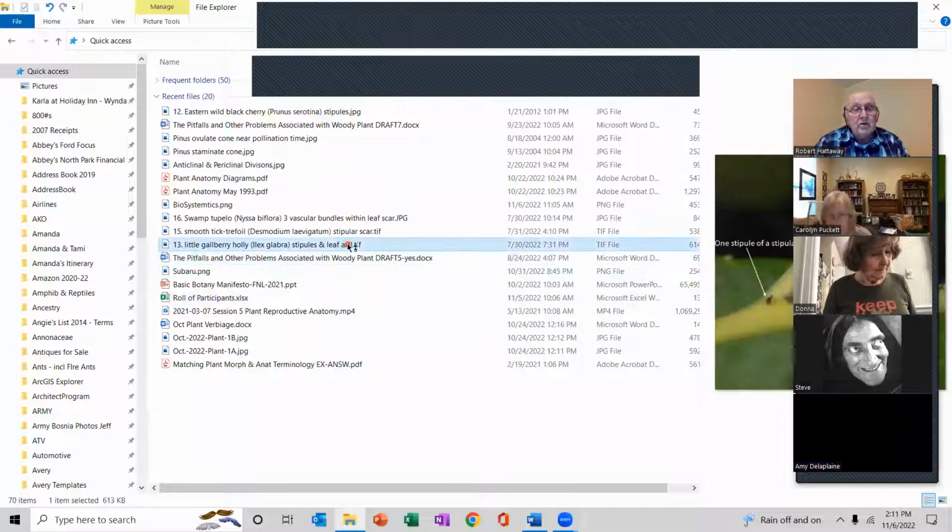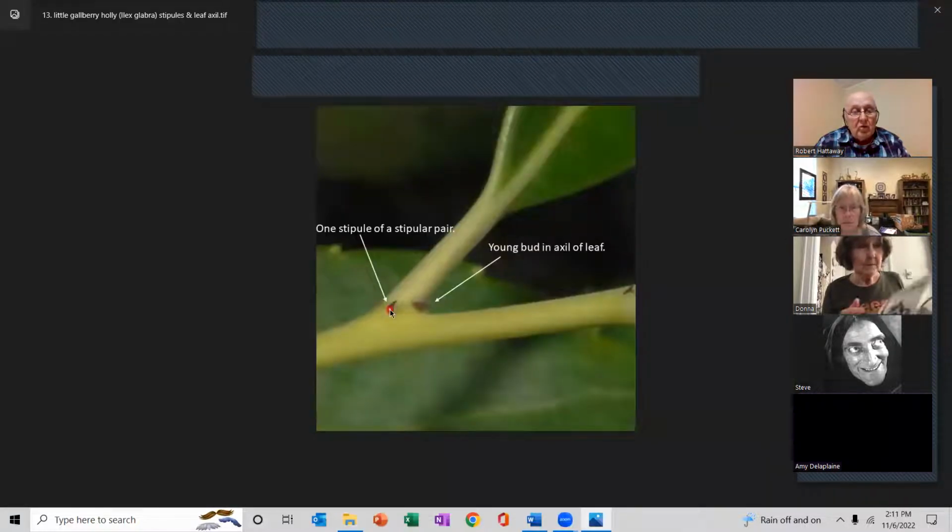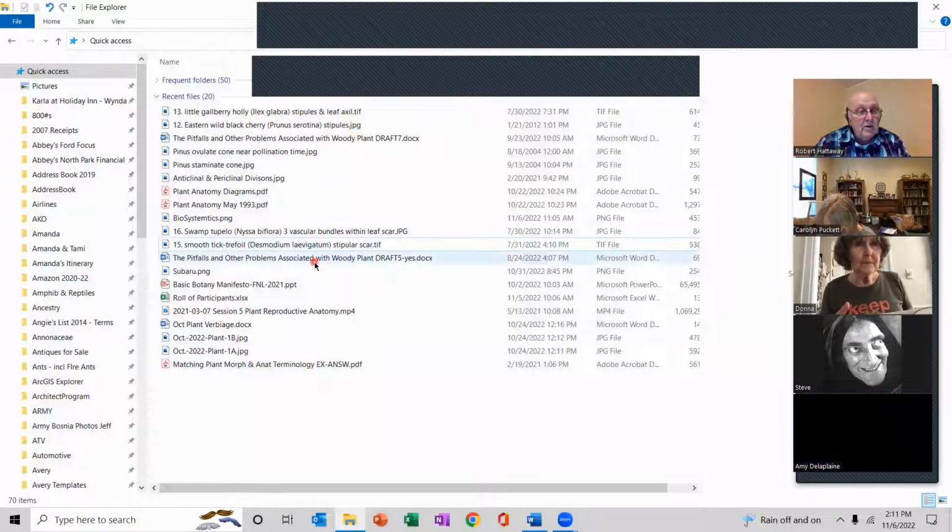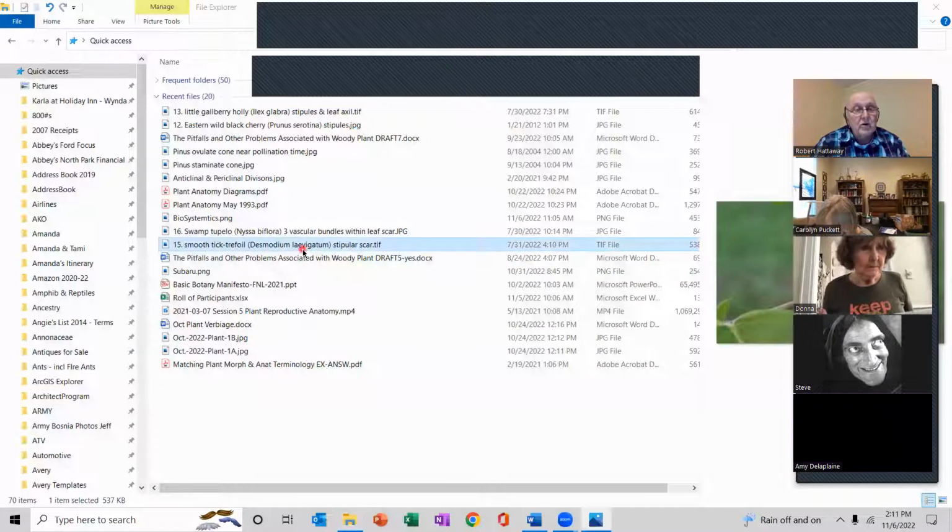This is what they look like on holly. There's one of them. The other one is on the other side. There's a young bud there in holly. Hollies tend to have little black or maroon stipules like that. And you really have to be looking at new growth to see them. And then the stipule falls off. What do you do? Well, then you start looking for the scars.